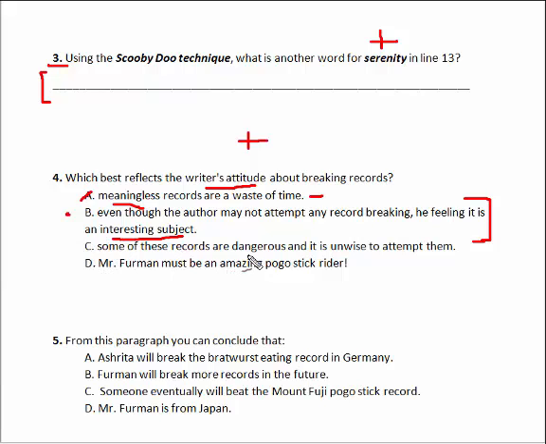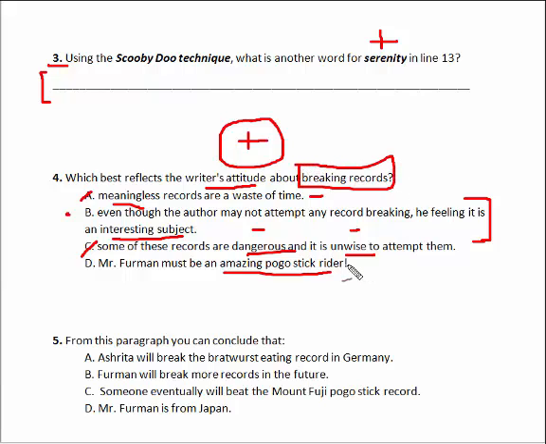Answer choice C. Some of these records are dangerous, and it's unwise. Both of these words are negative answer choices, and it doesn't go with the theme of the good stinky rule, in particular with this passage. Cross that one out. D. Mr. Furman must be an amazing pogo stick rider. Well, that's true, but that doesn't really say anything about the attitude of breaking records. So this is a true statement, but it never answers the question.